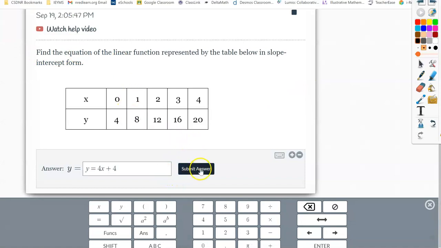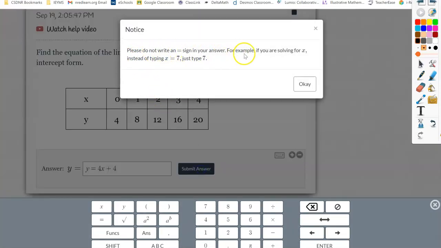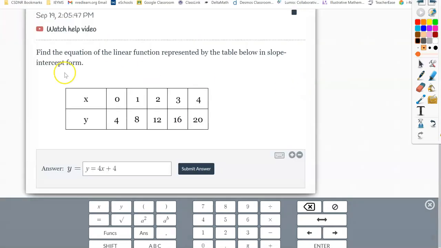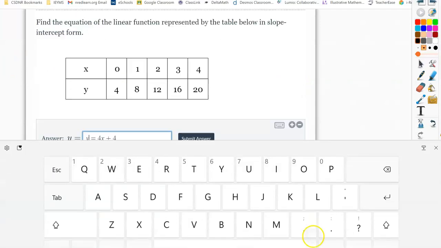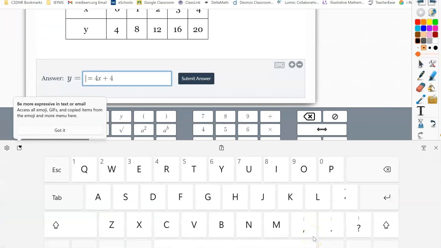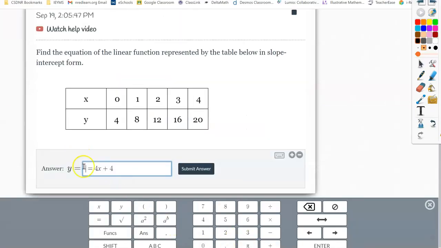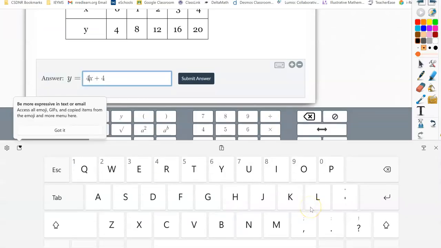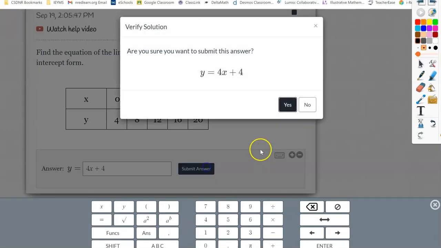What does it say? For example, if you're solving for x, instead of typing x equals 7, just type 7. Find the linear equation. Oh, sorry. The y equals was already written, so I just need to back that up. Oops, sorry. Back that up a little bit here. There we go. I got 2 keyboards going. Okay, now I can submit my answer.